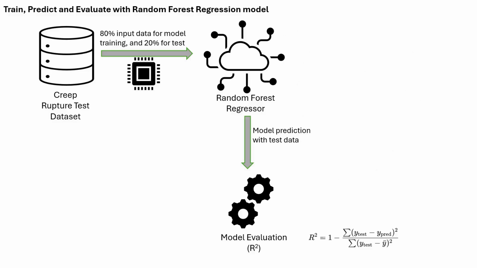We split the dataset into 80% for training and 20% for testing. Using the Scikit web interface, we train the random forest model with our input features. Once trained, the model predicts the creep rupture life for the test set. We evaluate the model using the coefficient of determination, also known as R-squared, which tells us how well the predictions match the actual values. A higher R-squared value means a better fit.